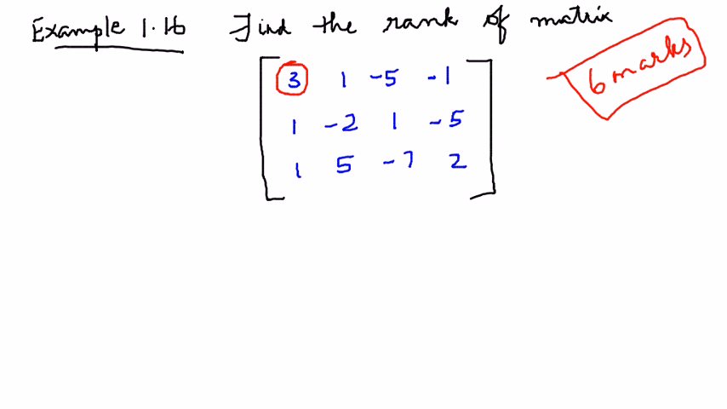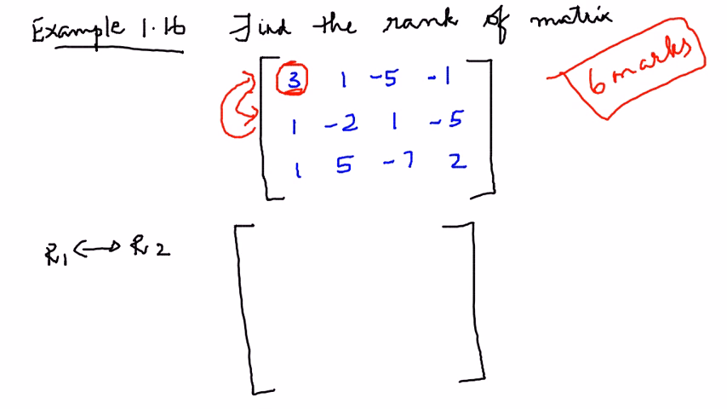For that, the first step is we will interchange these two rows. Then the first row, first column will be 1. So the first thing that we are going to do is interchange R1 and R2. When we do that, row 2 now becomes row 1, and the matrix becomes 1, 5, minus 7, 2 in the first row and 3, 1, minus 5, minus 1 in the second.